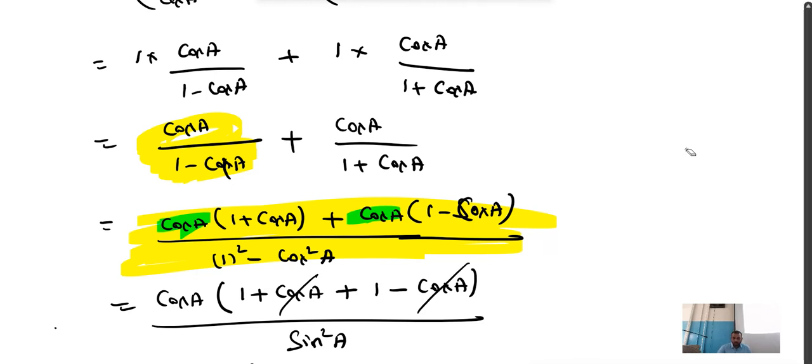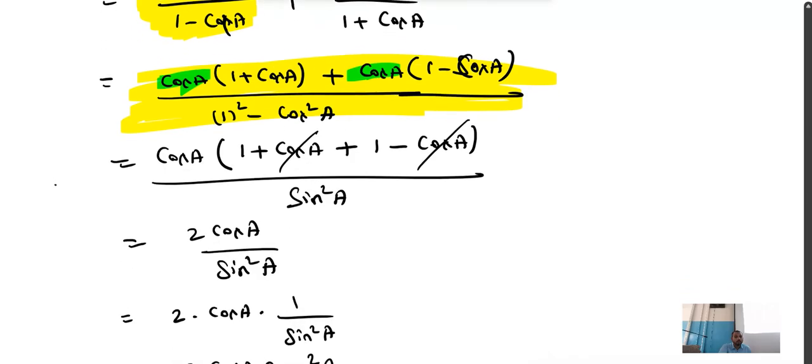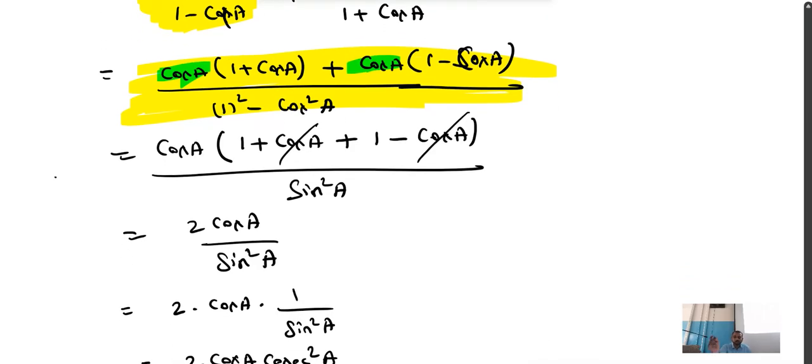Cos A into 1 minus cos A. 1 square is 1 minus cos square A. Cos A common. 1 plus cos A plus 1 minus cos A. Sin square A. 2 cos A. Why sin square A? No change. Calm it down. You're telling this step, right?